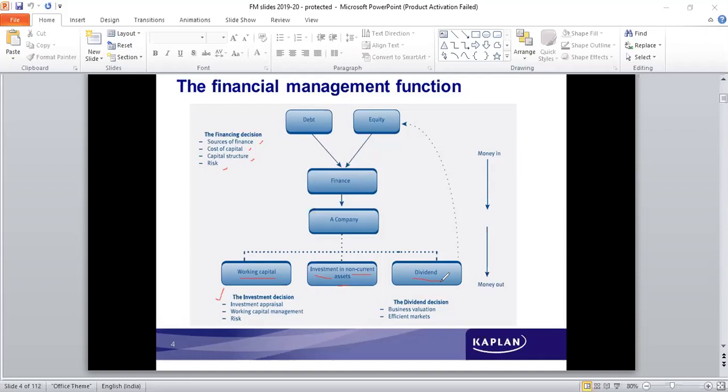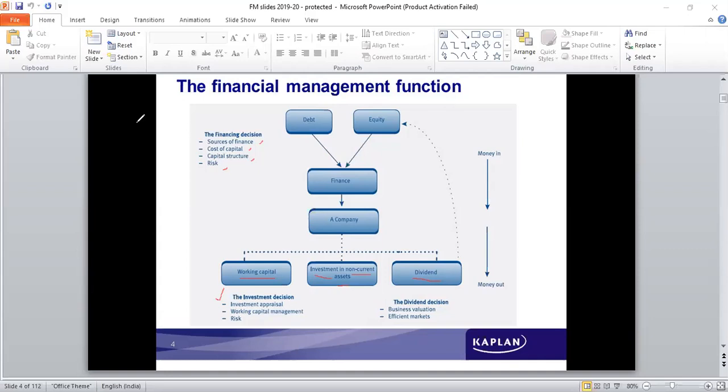Any one of you have any idea about what is the meaning of working capital? Ma'am, working capital is the capital that a business requires in the day-to-day course of business. Very good. For the day-to-day activities, whatever capital is invested, we call it working capital. So the investment decisions are related to investing the amount into both the long term and the short term.